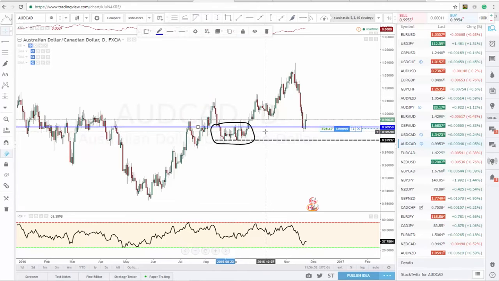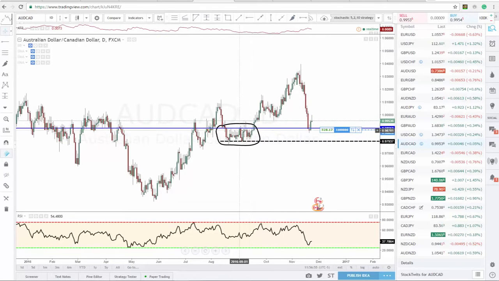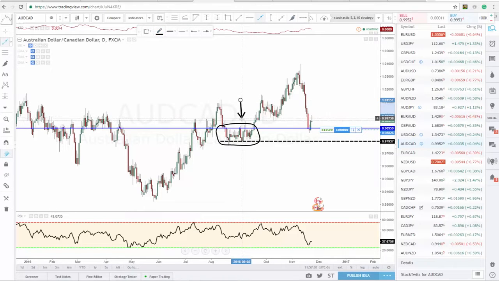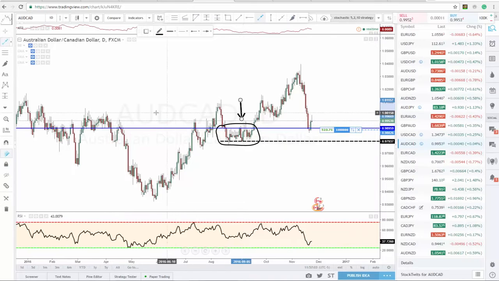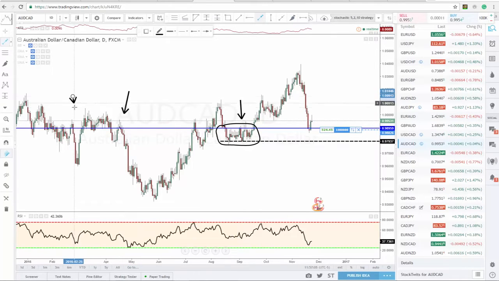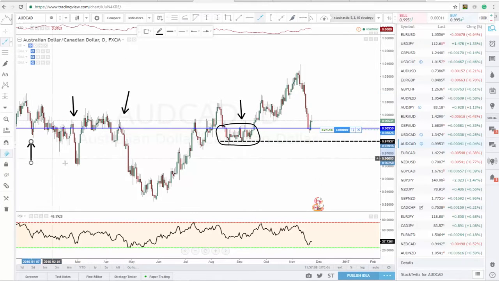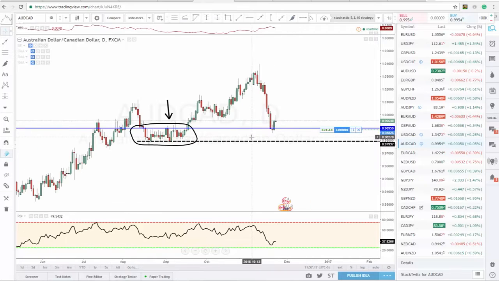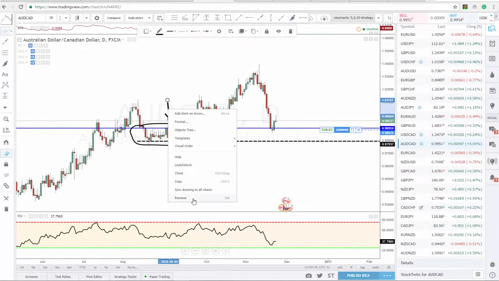And if we take a look a little bit further back, you can see that that level on the top blue line there was tested not only once, but a few different times. We have a test throughout this consolidation. We have another test here as resistance, test here as resistance, test here as support, test here as support. So for me, that signifies this blue line as a significant level of higher time frame structure.